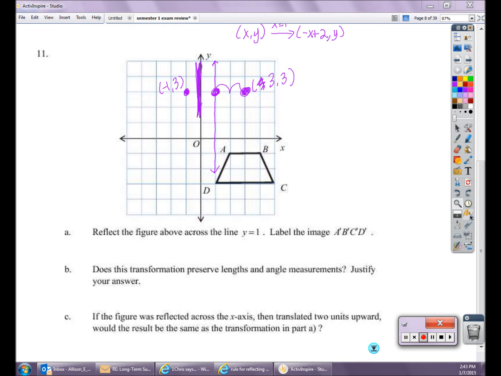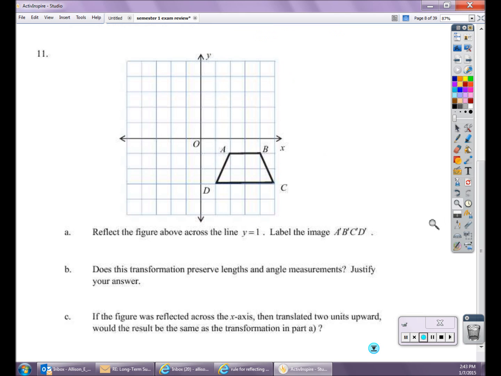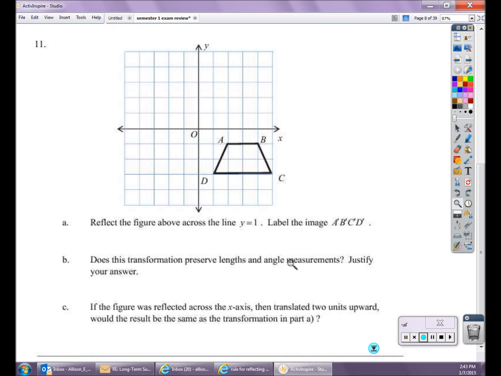All right, next I'm going to do number 11. So in some of your packets, this might be number 4, depending on if you have the renumbered packet or not. But for my packet, it's number 11. So A, reflect the figure across the line y equals 1. Okay, so this is easy because they're not asking me to write a rule. So y equals 1 is this line right here. And I know it's this line and not the vertical line this way because it actually touches y at 1. Okay, so y equals 1 is this horizontal line like this. All right, that's the first step. You got to know what this looks like. Otherwise, you can't do this problem.